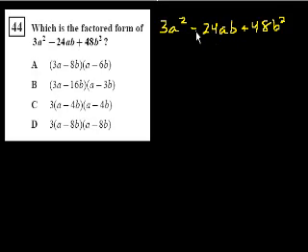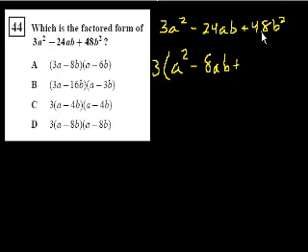Well, sure, all of these are divisible by 3, right? 3 is divisible by 3, 24 is divisible by 3, and 48 is divisible by 3. So we should be able to factor out a 3, so let's do that. So that is equal to 3 times a squared minus 8ab, right? 24 divided by 3 is 8, and there's a minus in front of it, plus 48 divided by 3. My brain was getting ahead of me. 48 divided by 3 is 16b squared.